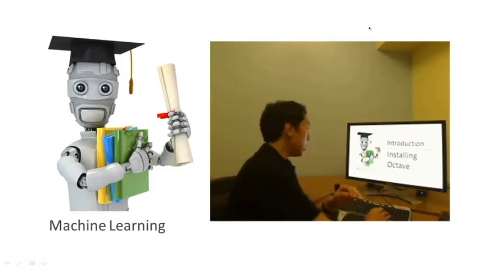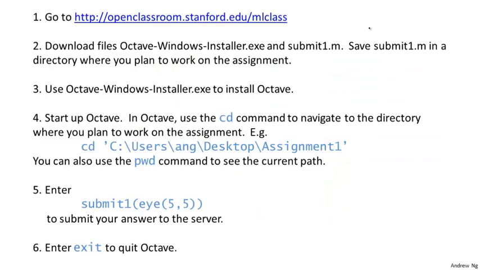So we're going to do this in just 6 steps. We're going to go to a website shown on the top to download the files you need. The 2 files you're going to need are the Octave Windows installer.exe and submit1.m. And then we're going to save submit1.m to where you plan to work on the assignment. Sorry about my bad handwriting. There, let's get rid of that.